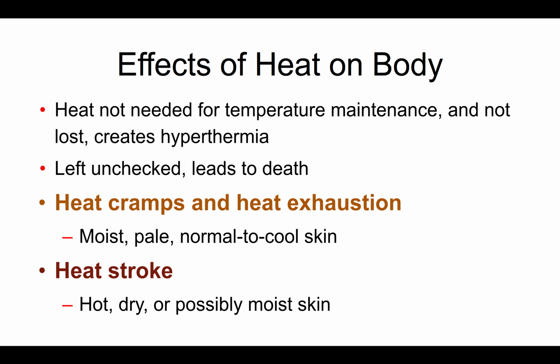With heat cramps and heat exhaustion, the patient is still usually sweating and trying to cool themselves down, and so they're going to have skin that is moist and pale from that sweat. With heat stroke, they've exhausted all of their ability to sweat, and so their skin is generally going to be hot and dry. It may be slightly moist if they've just recently stopped sweating, though, and are on their way into heat stroke. So that'd be like a transitionary finding.